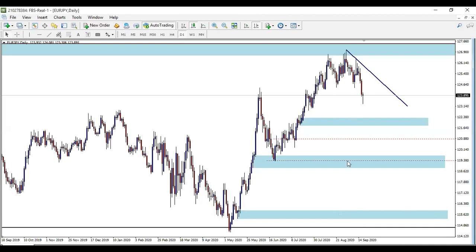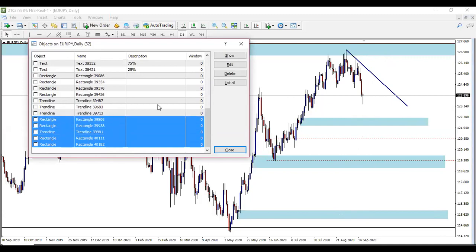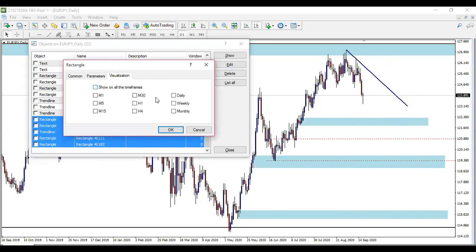All these zones are daily zones, 1, 2, 3, 4, 5. Should be daily.